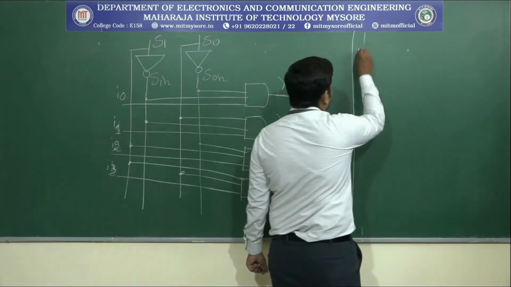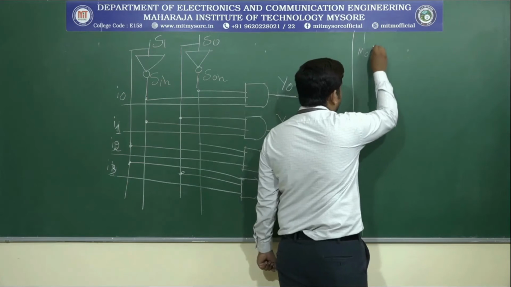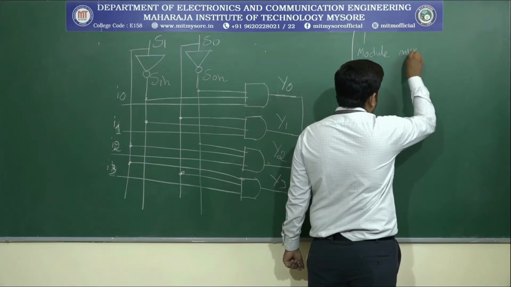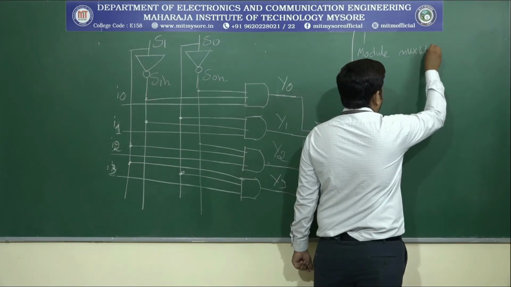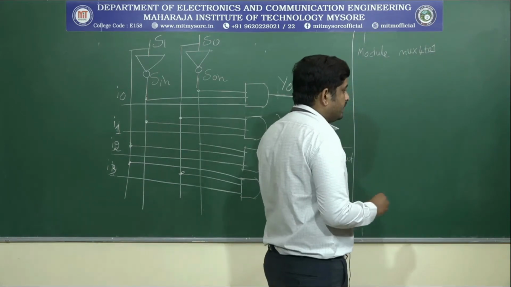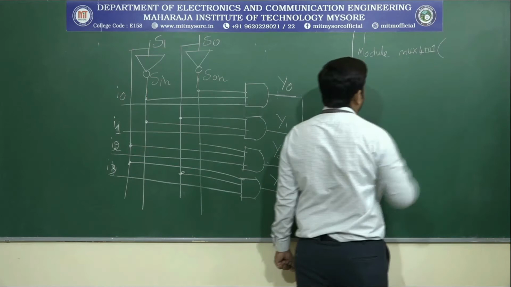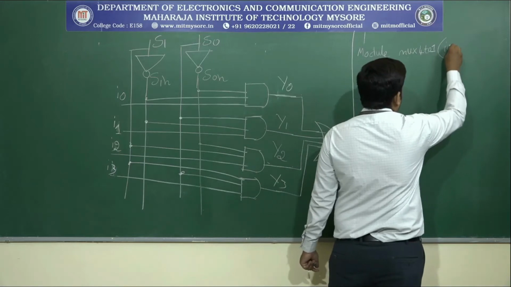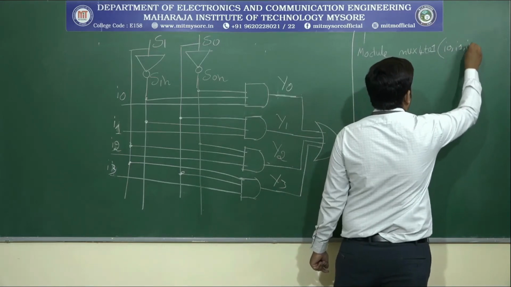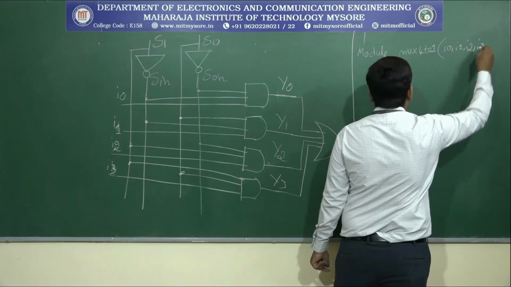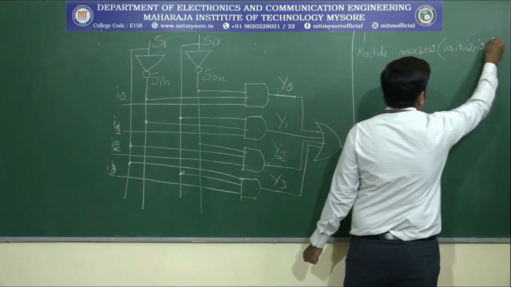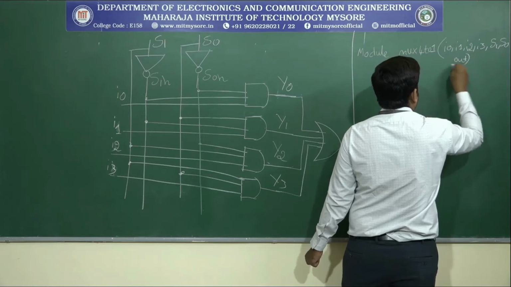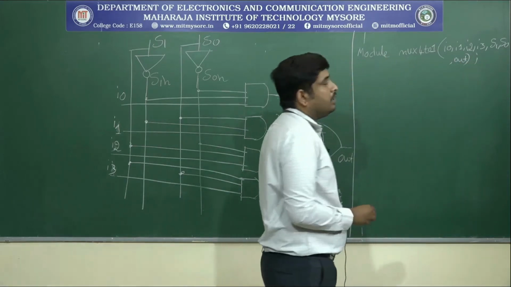So next we have to write this. First, as we already discussed, we always start with module. The name of the module, let us assume, is mux 4:1. Inside the module terminals, we have to write the inputs and outputs. So what are the inputs here? That is I0, I1, I2, I3, then S1, S0, then finally out. So these are all module terminals.